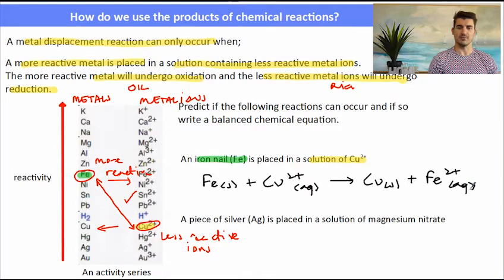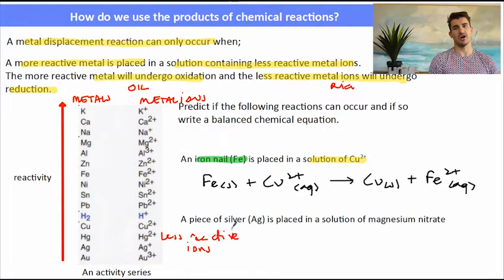The final example, a piece of silver, Ag, is placed into a solution of magnesium nitrate. Now, magnesium nitrate contains Mg2+ ions, so that's what we're looking for in this series. So here we have our silver right down the bottom, very unreactive metal, and then we have our magnesium ions, which are right up the top of the table. So they are quite reactive.